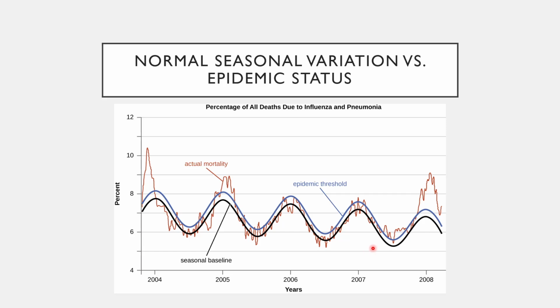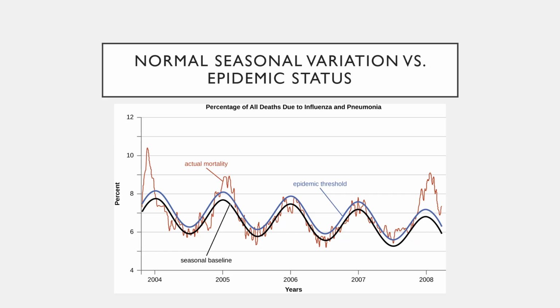So we can see right here, this is deaths due to the flu and pneumonia. And we can see how in 2008, there was a massive outbreak of cases of flu and pneumonia that exceeded the epidemic threshold and went far beyond the seasonal variation that is expected. And this is why the influenza season in 2007-2008 was considered an epidemic.